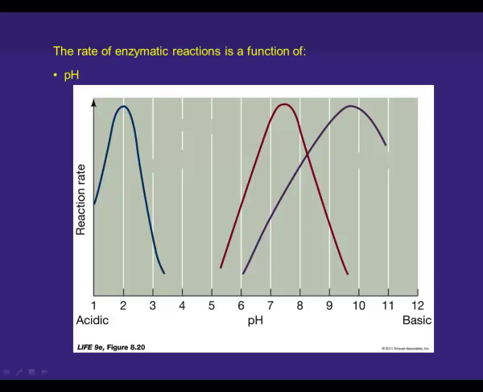The stomach has a very low and acidic pH. An enzyme that has an optimum pH around 9.5, on the other hand, may be found in the intestine, which tends to have a basic pH.